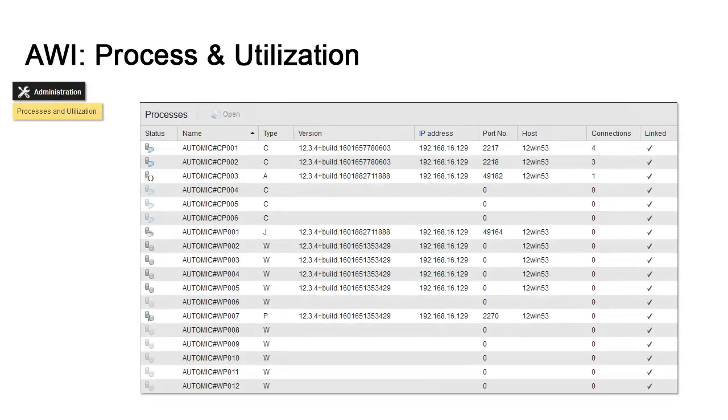Let's start with the Processes and Utilization page in AWI in the administration perspective. This is where the bulk of process management is done. Let's look at some of the columns. Name shows the process name, where we find either communication processes, or CPs, and work processes, or WPs. These are the two main groups.